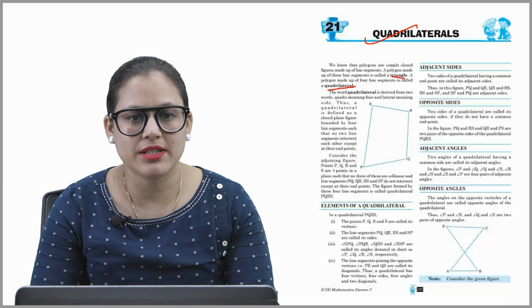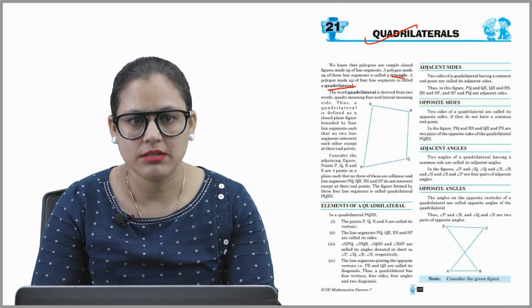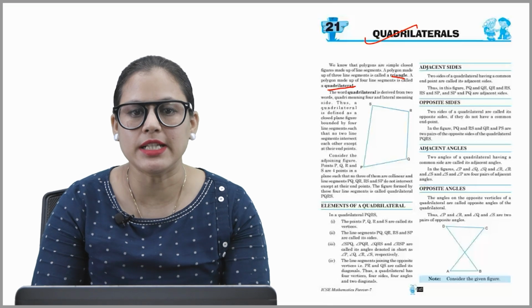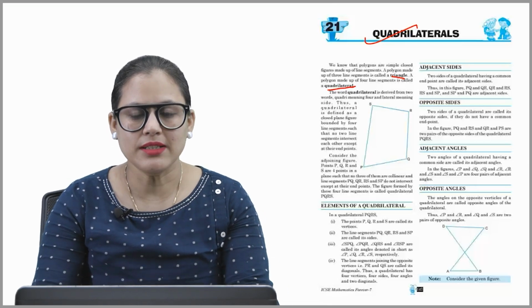Thus, a quadrilateral is defined as a closed plane figure bounded by 4 line segments such that no 2 line segments intersect each other except at their endpoints. Now, consider this adjoining figure.